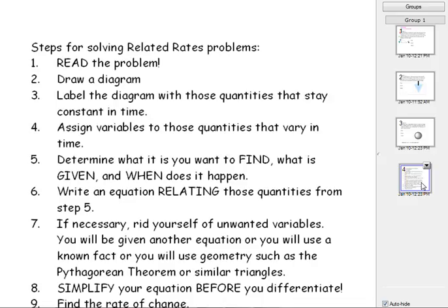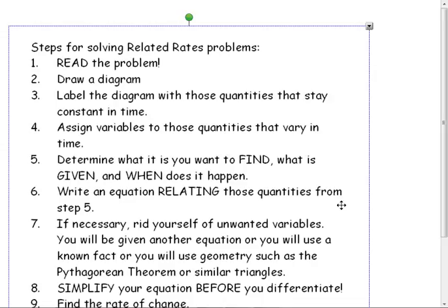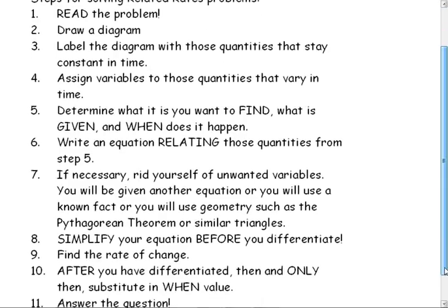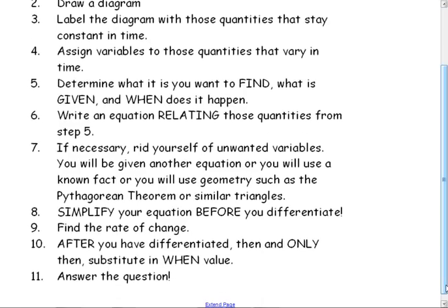And then here's the thing. Write an equation relating those quantities from step 5. So you look at the find and the given, and that's what you do. Grant? So we're going to relate the items you've already got, your variables in here. If necessary, rid yourself of unwanted variables. Sometimes that's a trick. You'll be given another equation, or you will use a known fact, or you'll use geometry, such as Pythagorean's theorem or similar triangles.